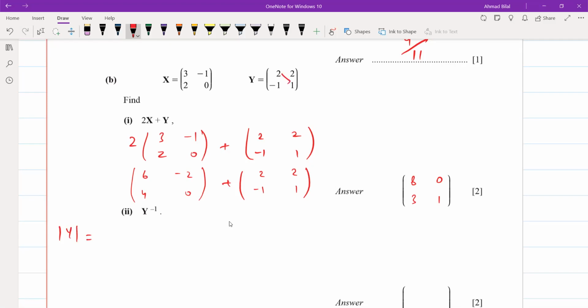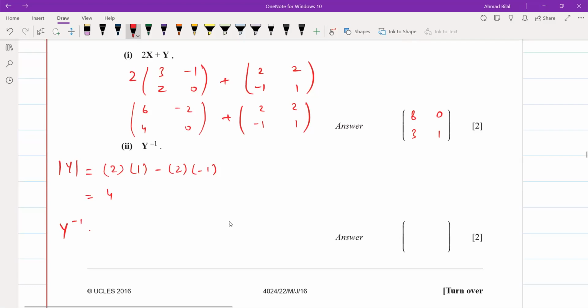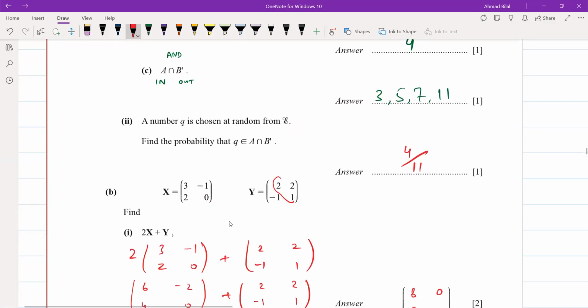y का inverse, हमें दो चीजें चाहिए होती हैं. Determinant क्या होता है? 2 into 1 minus 2 into minus 1. So let's do that. Determinant is 2 into 1 minus 2 into minus 1, that is going to be 4. Determinant 4 आ गया. अब सिर्फ क्या करना है? y inverse find करना है. Y inverse, what would that be? 1 over the determinant into adjoint of y, that's 1 over 4 into adjoint of y.